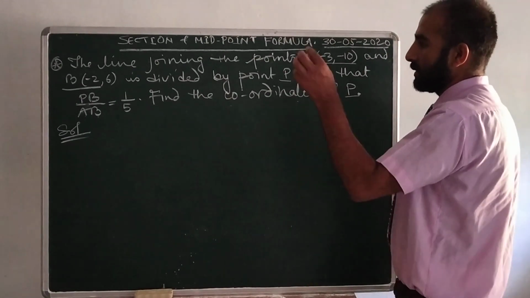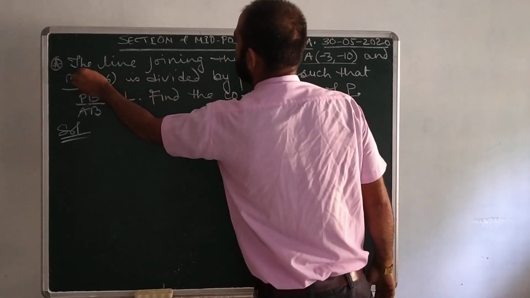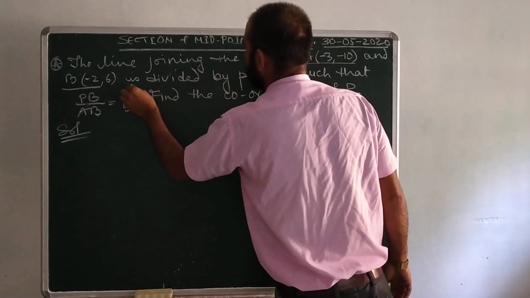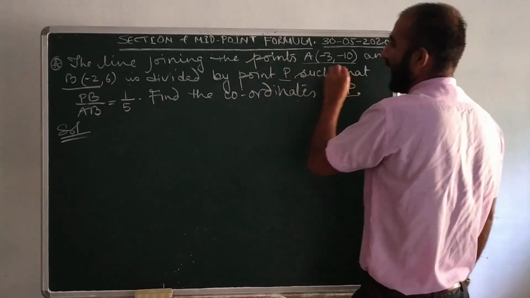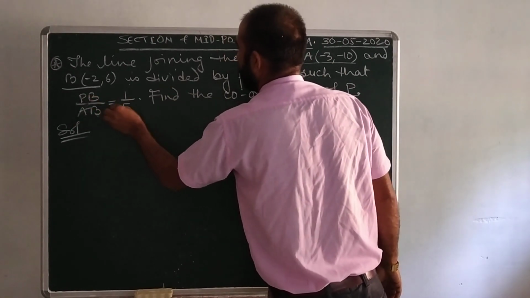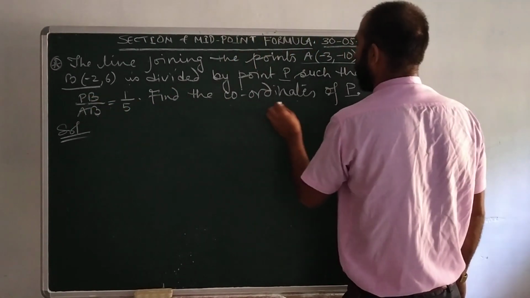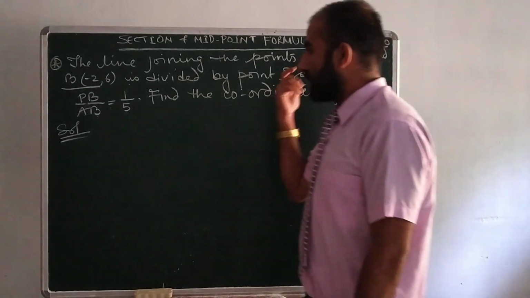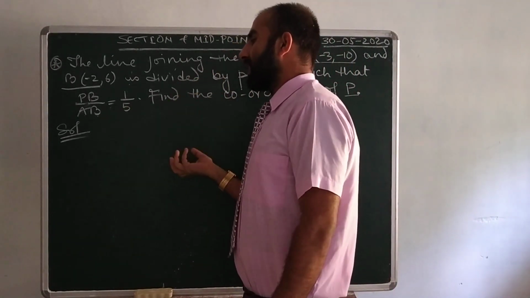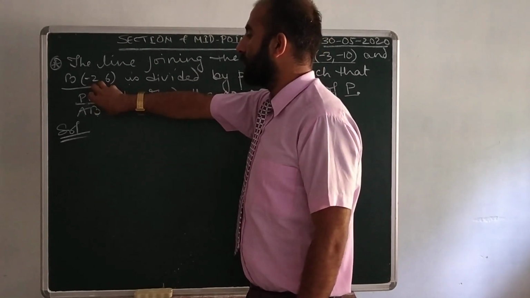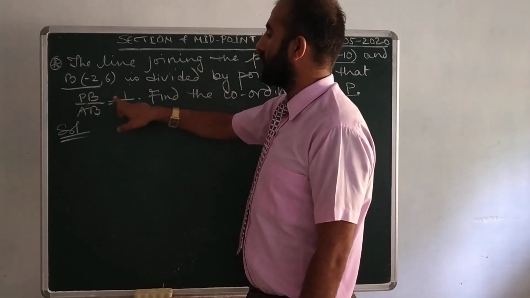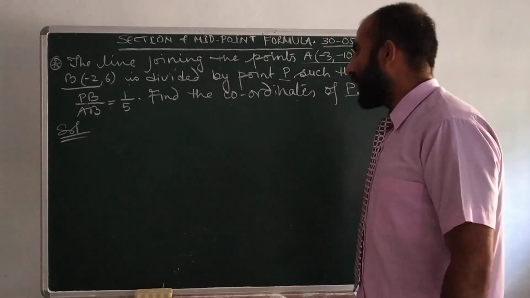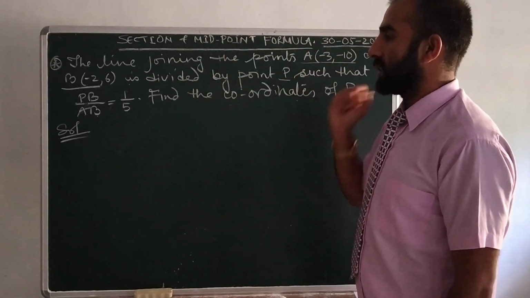Okay, so let's get started with the question. It says the line joining the points A and B is divided by point P such that PB by AB equals 1 by 5. Find the coordinates of P. In this question, the twist here is we are not given the M:N ratio directly, and from this given condition, that is PB by AB equals 1 by 5, we are going to find out the ratio first, then we are going to find out the coordinates of P.